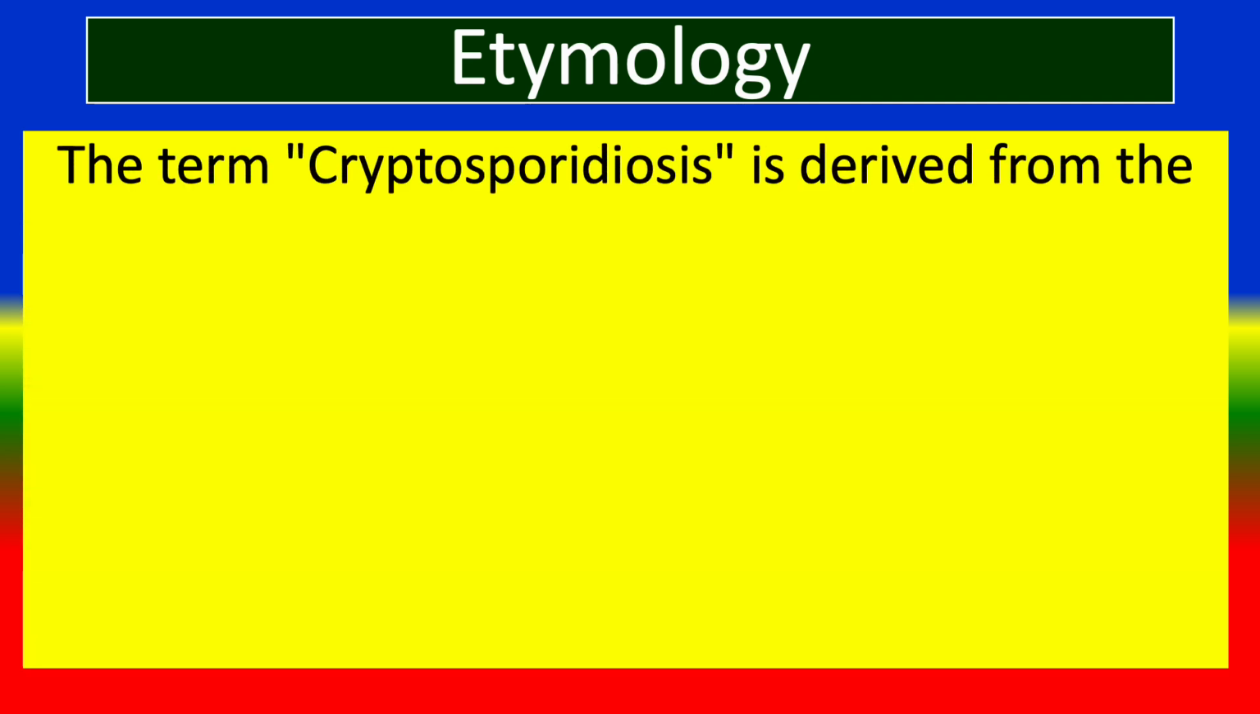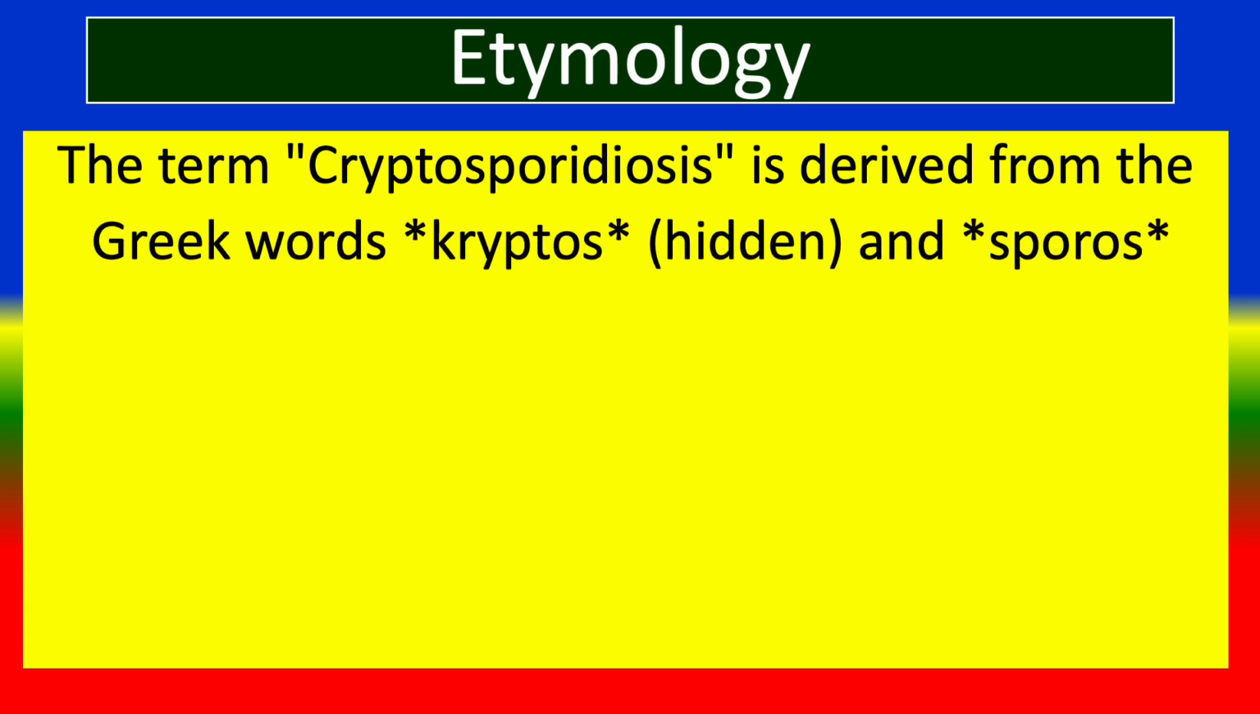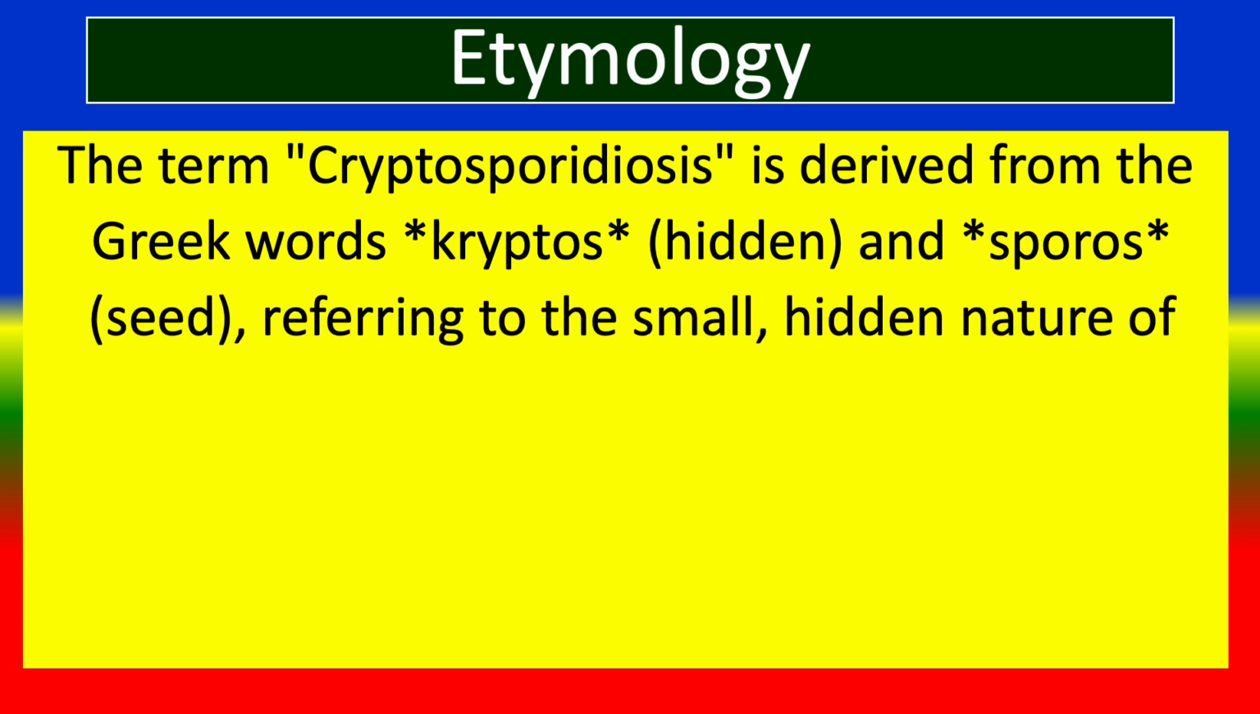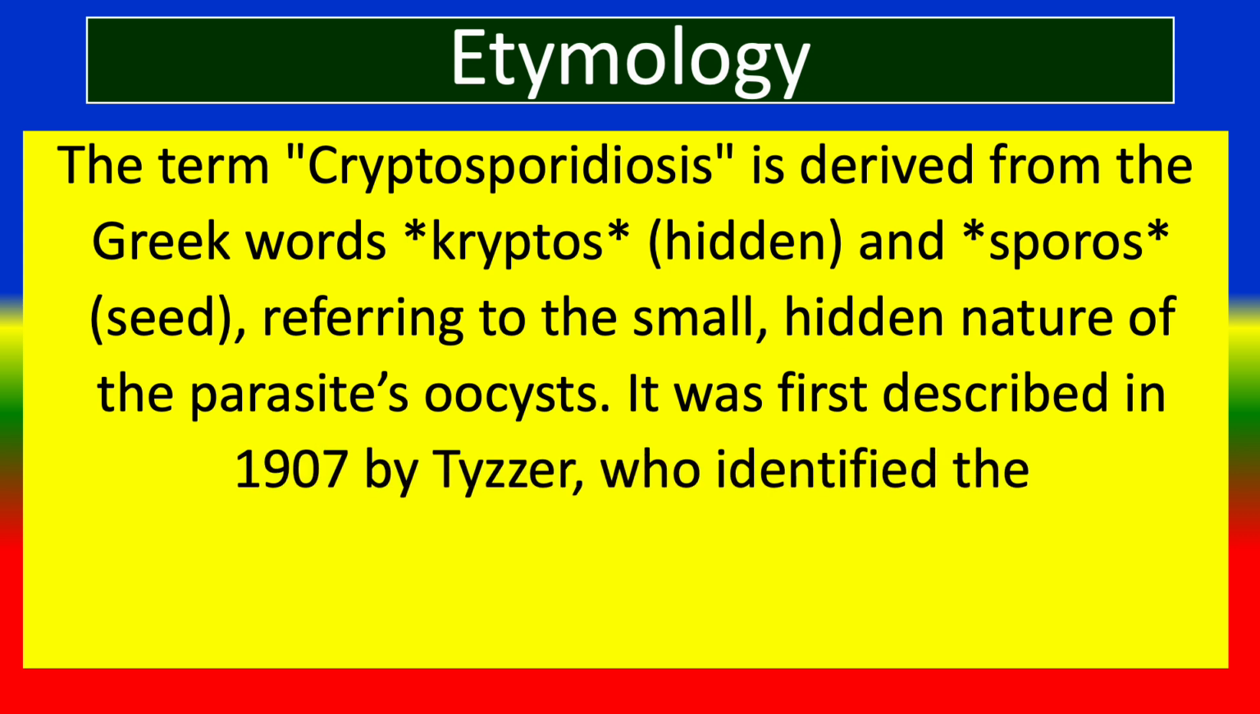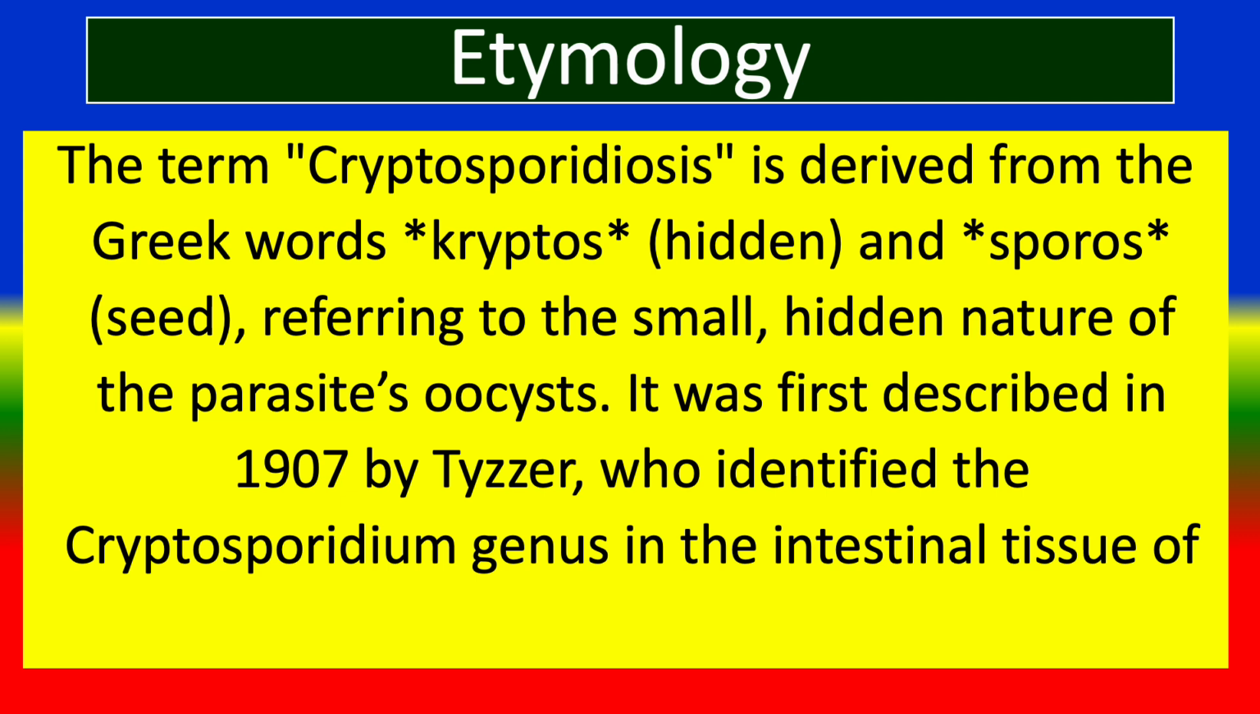Etymology. The term cryptosporidiosis is derived from the Greek words cryptos, hidden, and spirosis, seed, referring to the small hidden nature of the parasite's oocysts. It was first described in 1907 by Tyzzer, who identified the Cryptosporidium genus in the intestinal tissue of mice.